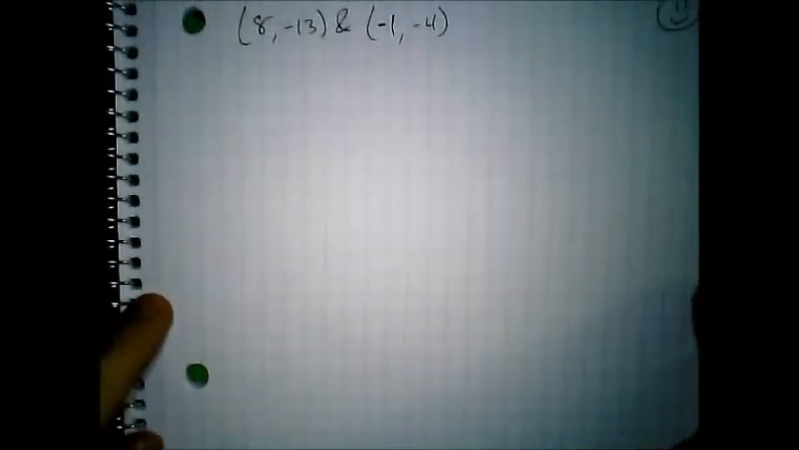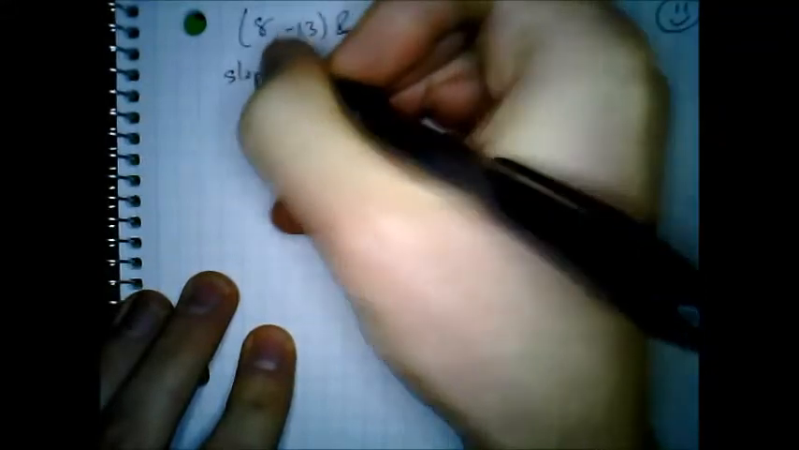Okay, we'll do one more together. We want to write the equation of the line through the points 8, negative 13 and negative 1, negative 4. Just because we see negatives doesn't make us afraid. We still know that we need our slope and we need our y-intercept.